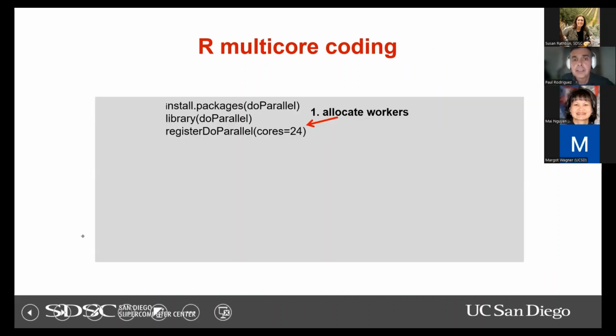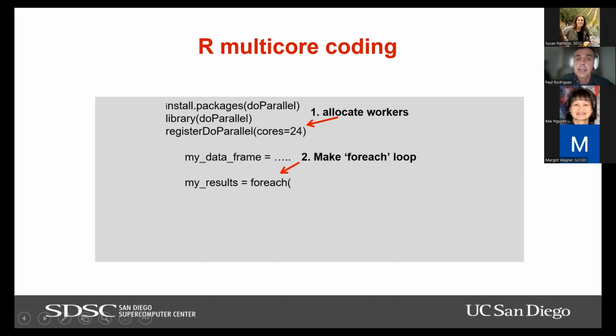So let's see what this looks like. Here's my R code. I may have to install the package called doParallel. There's a library command. These are standard R commands to install a package and load the package. What's different here is you have to register the cores that you're going to use. In this example, I'm registering 24 cores. And then presumably you're going to have some data in some data frame, and you're going to want to process it in parallel in some fashion.